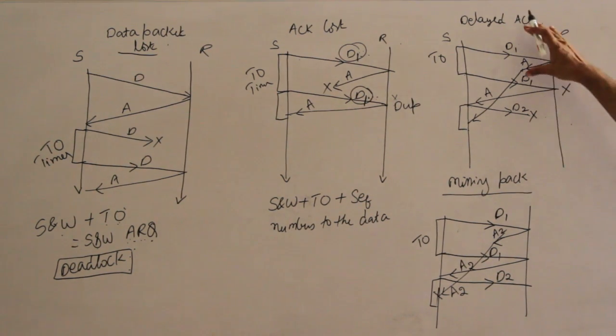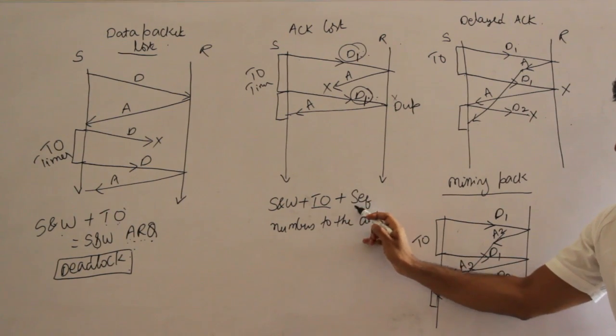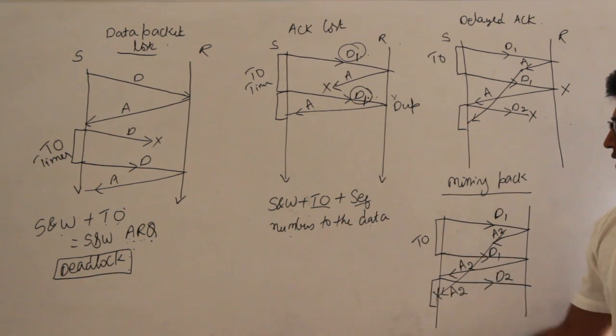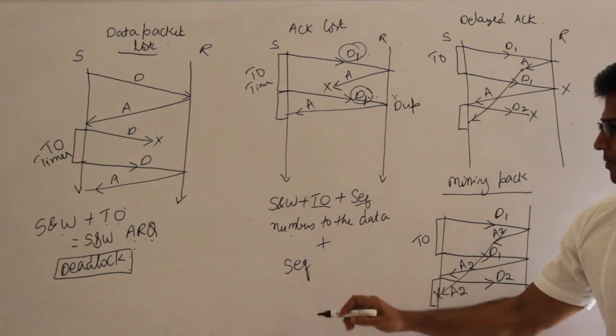So how did we solve this delayed acknowledgement problem? To stop and wait we have already added a timeout and then a sequence number to the data packet. Now we are again going to add sequence numbers to the acknowledgement packets also.